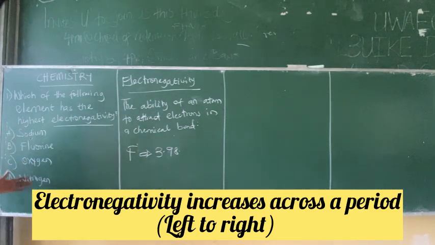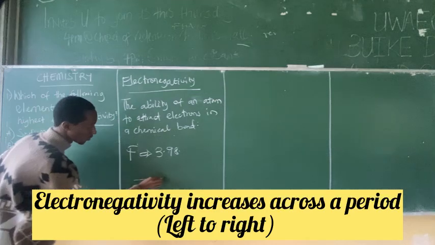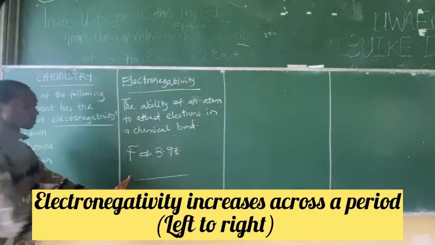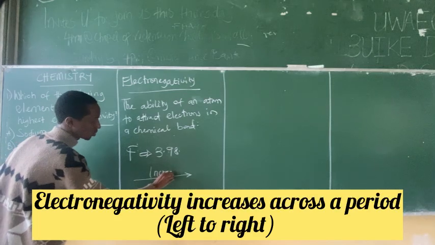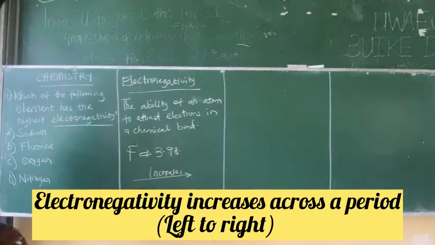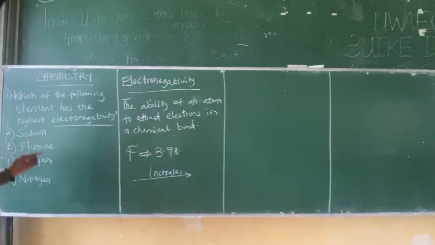From these elements here, if you look very well, you observe that fluorine is the only element here that is located at the extreme of the periodic table. Don't forget, it increases from left to right. If you observe on the periodic table, fluorine is at the extreme.